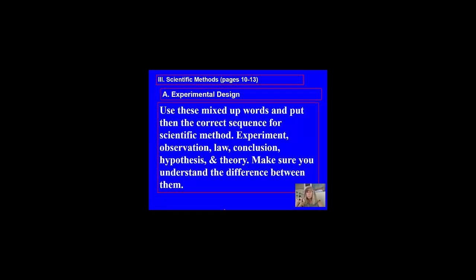I would like you to pause the video, take a minute, and find these words: experiment, observation, law, conclusion, hypothesis, theory. What order do they go in? And do you really know what each one of them means? Could you design an experiment for me? Pause me, write it down.